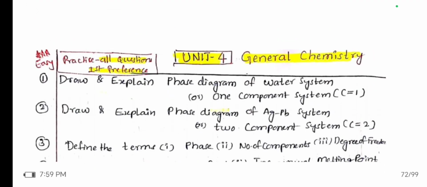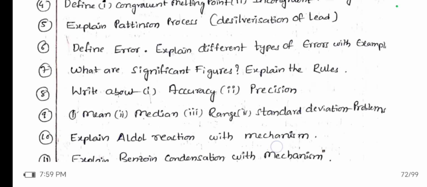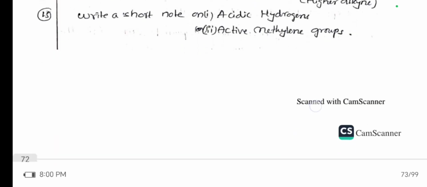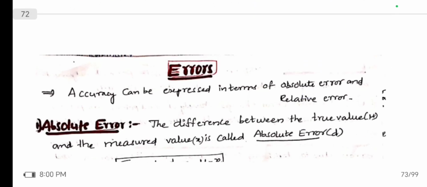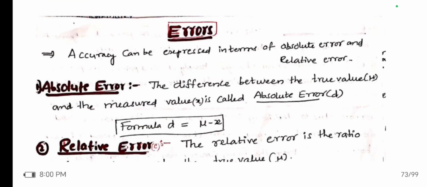Final topic is general chemistry. First unit 1, then read unit 4. After that unit 2, unit 3. Okay, general chemistry is very easy. In general chemistry, first finish this topic, errors. General topic only. Don't leave this lesson.